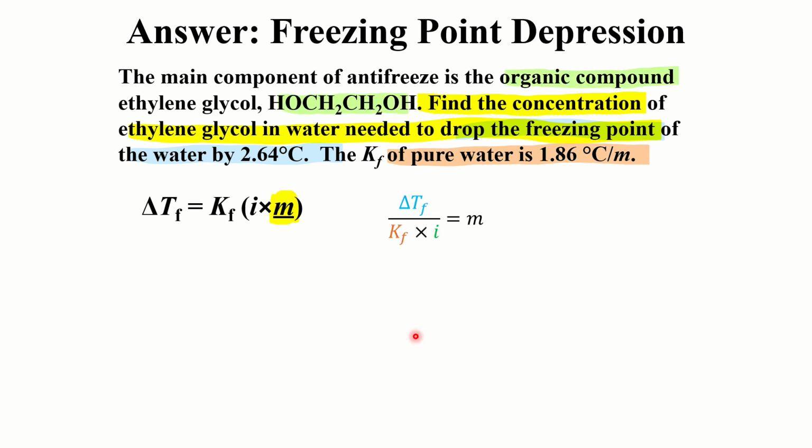Okay, so what we are solving for, in fact, is molality. See, it says find the concentration of ethylene glycol in water. So concentration is molality. So we're actually solving for molality, m here. So I take this equation and rearrange it to solve for m. This gives me delta TF over Kf times I. So now we can plug some variables in. Our delta TF value was 2.64 degrees Celsius. Our Kf value was 1.86 degrees Celsius per molal. And our value for I, the Van't Hoff factor, is going to be 1.